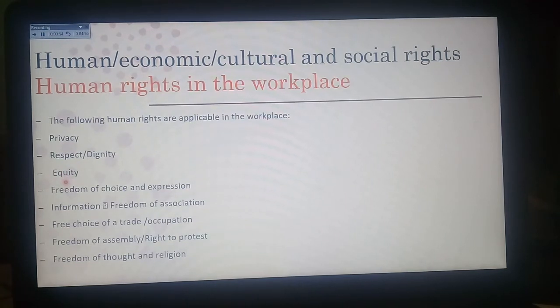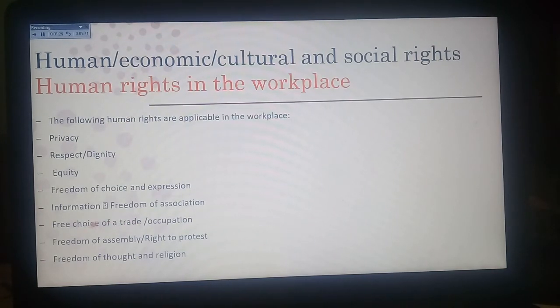Equity. Employees should be treated equally in the workplace. Freedom of choice and expression. Employees should be given a choice to choose, and express themselves in the workplace. Information and freedom of association. Again, they need to be informed about whatever is happening within the company. Freedom of association, freedom of choice of trade or occupation. They need to choose if they want to join a trade union. We know various trade union employees have that access or that right.